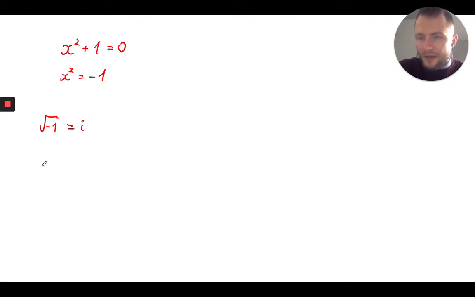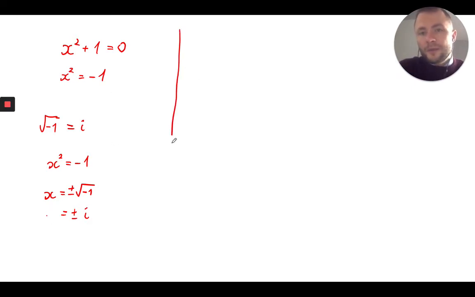So then, if I wanted to solve an equation like the one above, I would say that x squared equals minus 1, and taking the square root of both sides, I get that x equals plus or minus the square root of minus 1, which is equal to plus or minus i. And that's the solution to this particular equation.